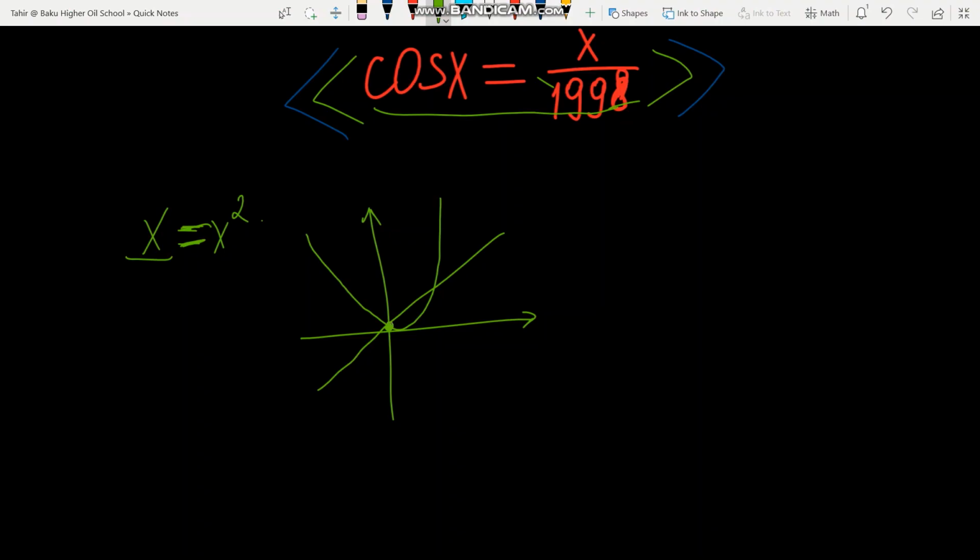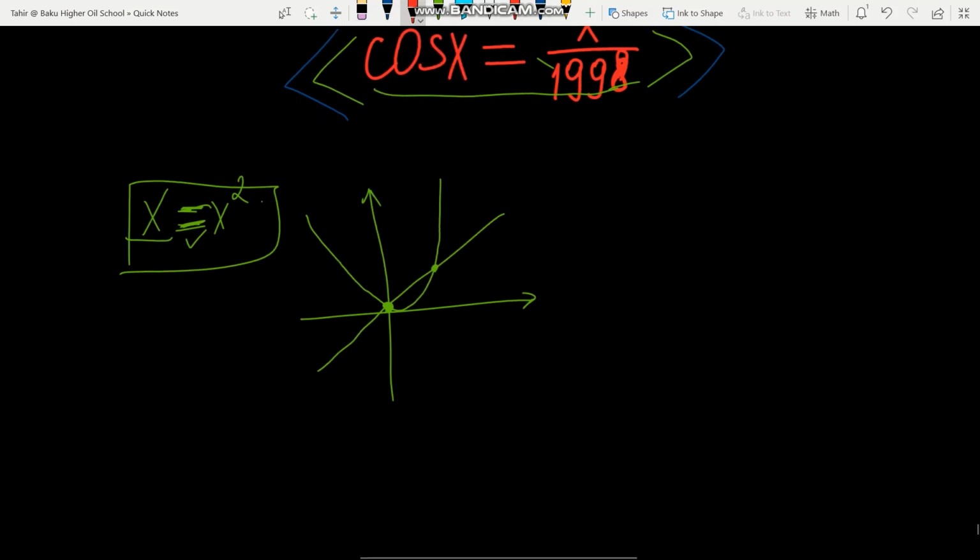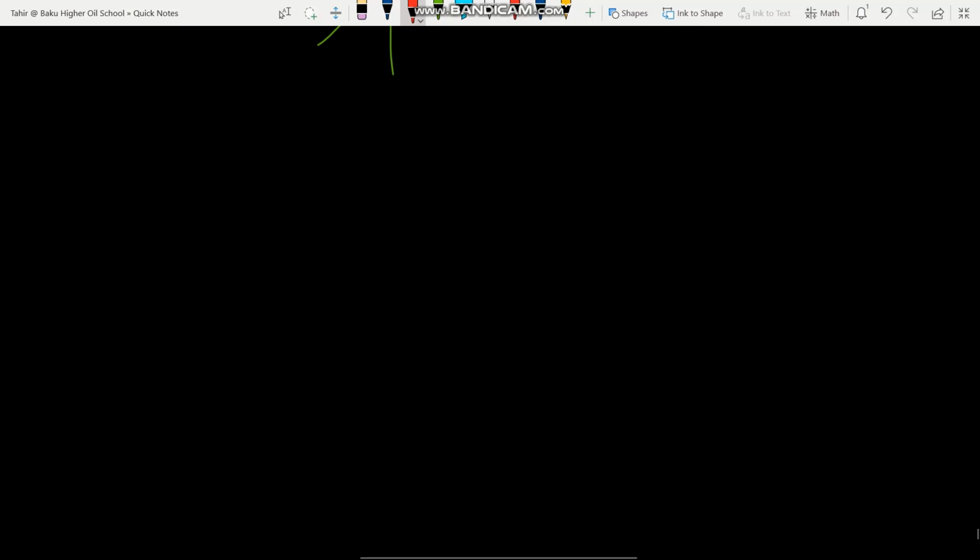As you see, this problem will have two roots, which are the intersection points of these two functions, which are on different sides of this equals sign, and we can approach the problem in the same way. I know it's a little bit complex problem, but I think we can find it. Cosine x is equal to x divided by 1998.